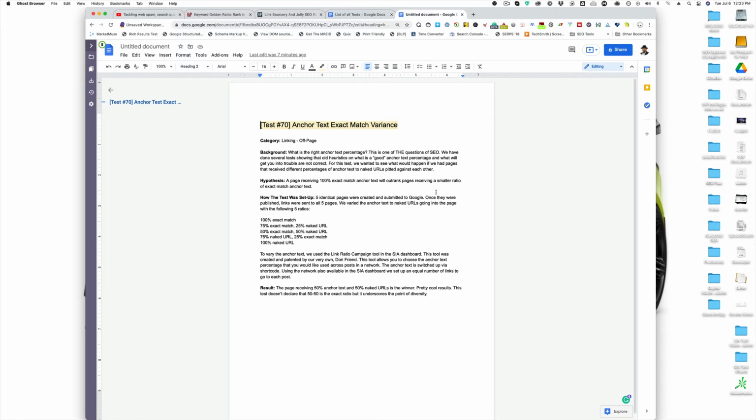We actually wanted to test that. In this case, we used 5 identical test pages, submitted all of them to Google, got them indexed, and then sent links to all 5 with variations of link anchors. So you have 100% exact match, 75% exact match with 25% naked, 50-50, 75% naked with 25% exact match, and 100% naked. Conventional wisdom says that these two are probably your safest bet, but the testing results actually said that this one won out.